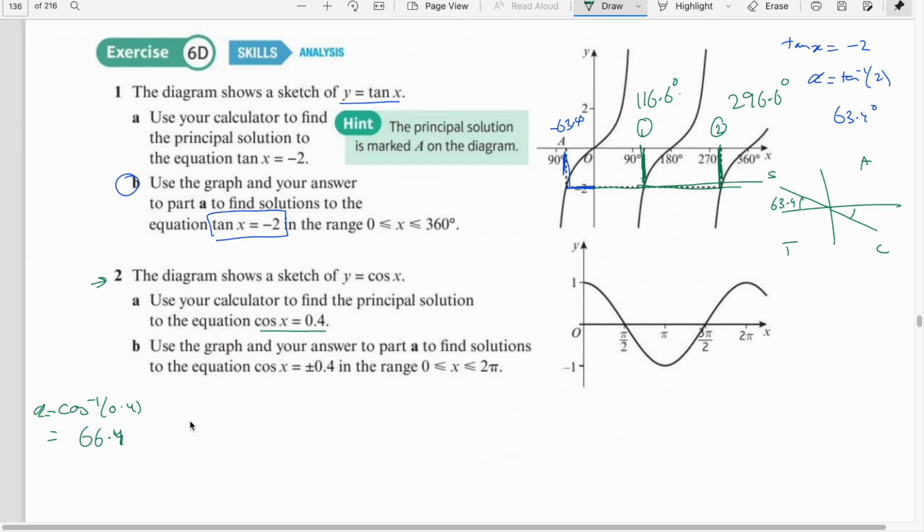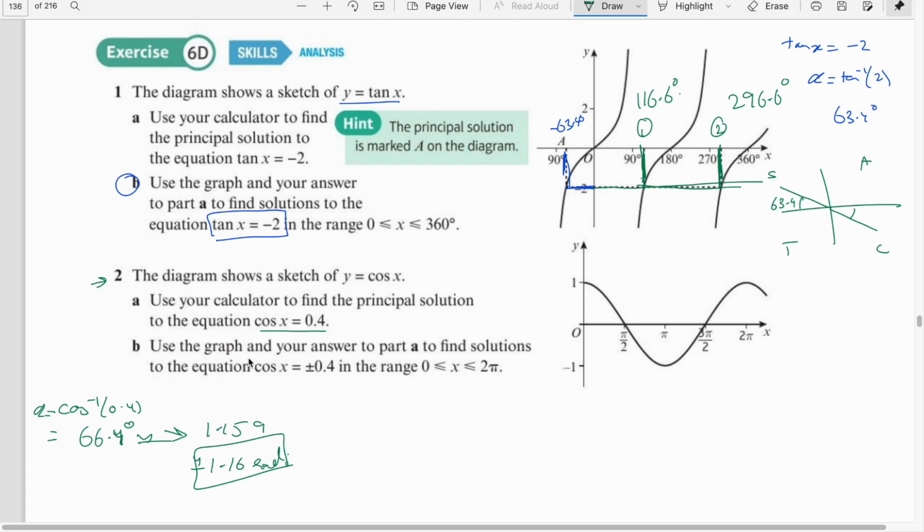So 66.4, and I just saw the calculator is in radians. Let me change that. So changing the mode of the calculator, and in radians, shift cos of 0.4 gives me 1.159. This was degrees, and in radians it is 1.159, approximately equal to 1.16 radians. We'll deal with this as we are given radians.